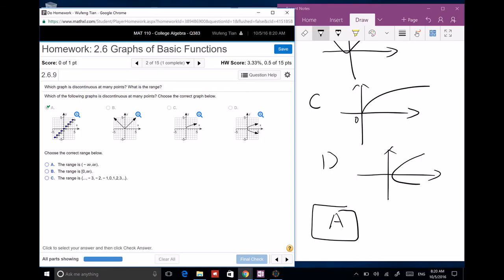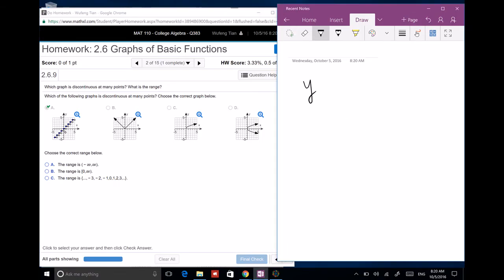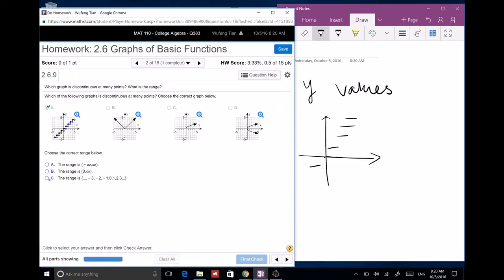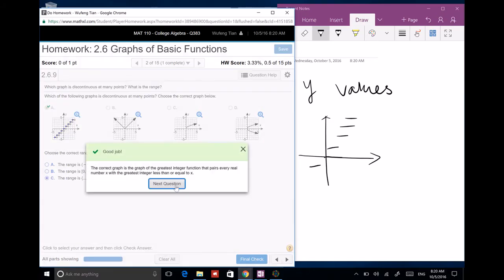And choose the correct range below. The range is all the y values. For this graph, we can see the y values only have 0, 1, 2, 3, 4, 5, like a step function. So the range is just all the integers.